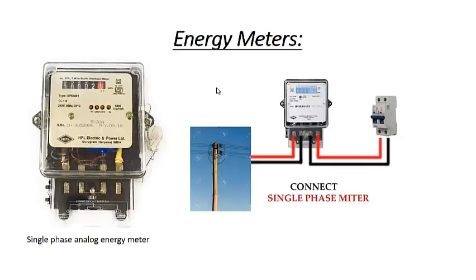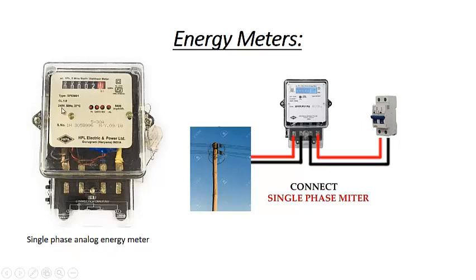Now comes the equipment that is usually used to measure the energy at the utility side. Those equipments or appliances are known as energy meters. We may have two types of energy meters: one is the single phase energy meter, the other is the three-phase energy meter. But for residential consumers, we'll only have the single phase energy meter. These energy meters may be analog or digital.